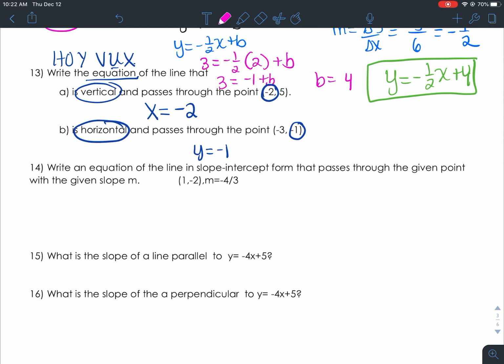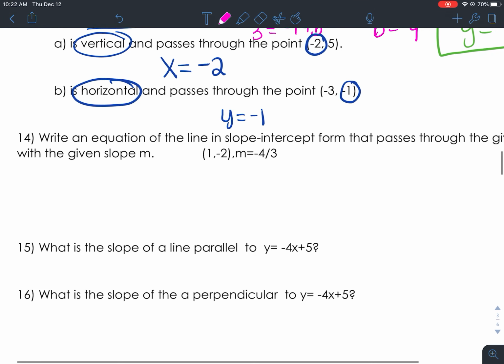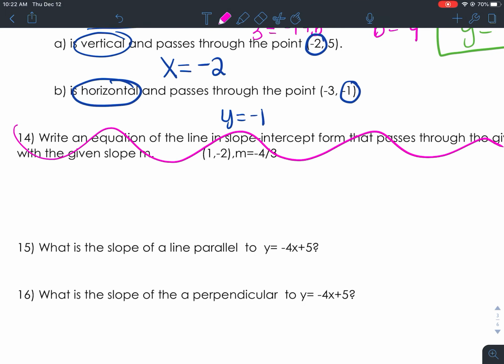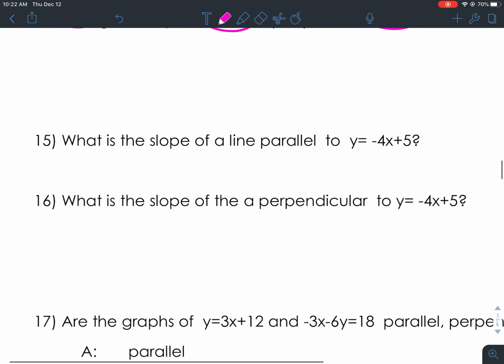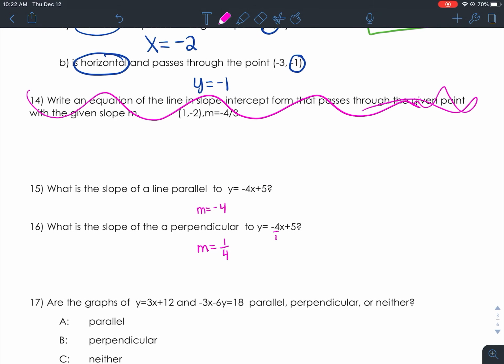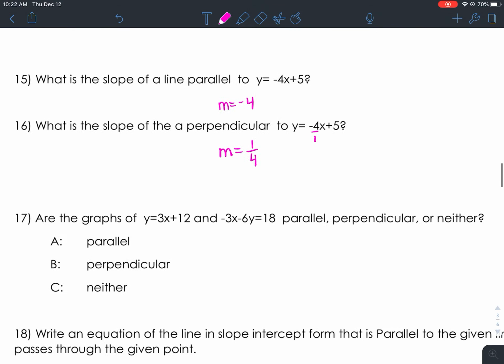Okay, write the equation of a line in slope-intercept form that passes through the given point. This one I told you not to do. The slope and everything is kind of messed up. Write the slope of a line that's parallel. If they're parallel, they have the exact same slope, -4. Perpendicular, the slopes are opposite reciprocals. So instead of it being -4, now it's going to be +4, and reciprocal. So it used to be -4 over 1. Now it's going to be +1/4 for the perpendicular part of it.